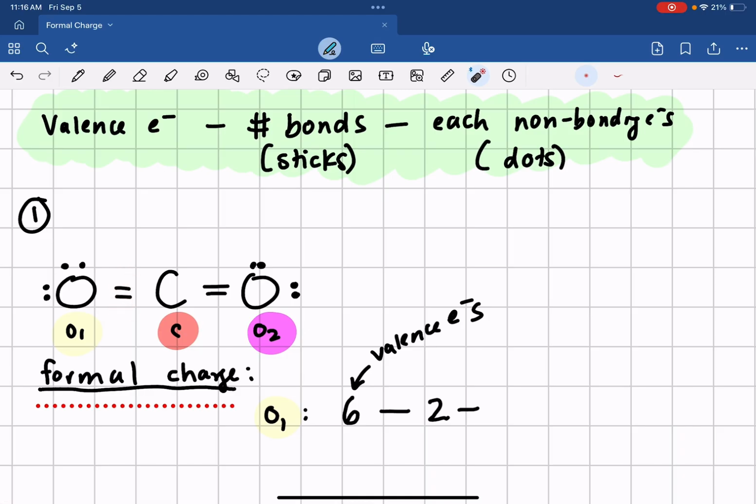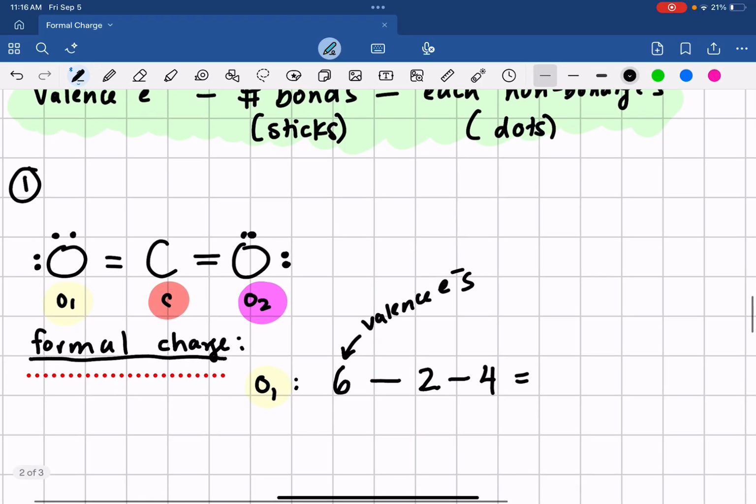So let's count each dot. 1, 2, 3, 4. That's 4 non-bonding electrons. Let's double check because we want to make sure we make no mistakes. So oxygen has 6 valence electrons, and we can tell from the periodic table looking at the column underneath 6A. 6 minus 2, because there are 2 bonds or 2 sticks, minus 4 electrons. That gives us a total of 0. So the formal charge on oxygen is completely 0.